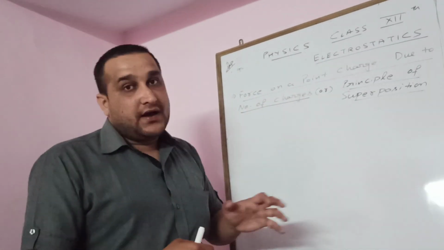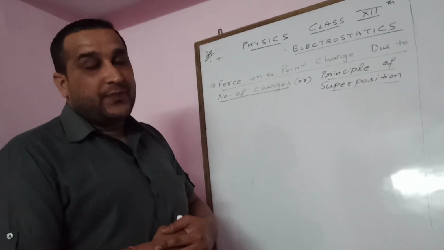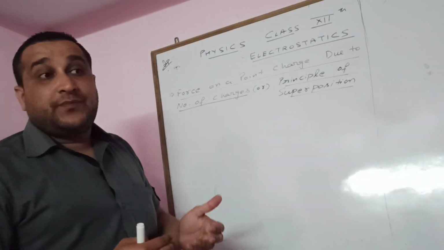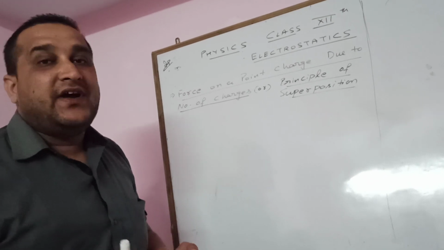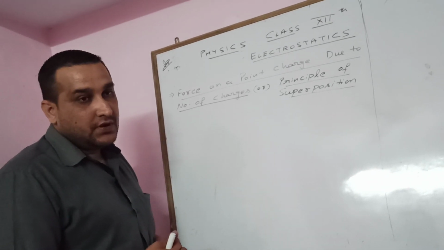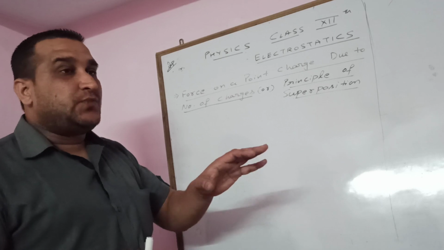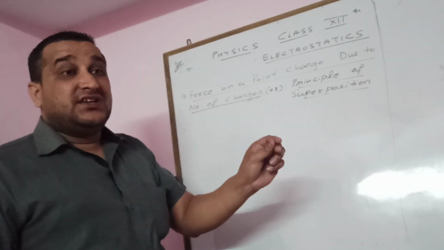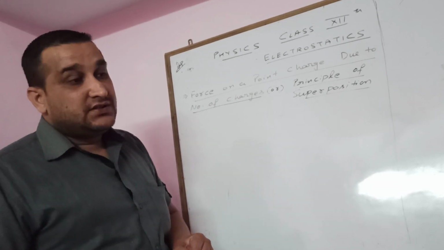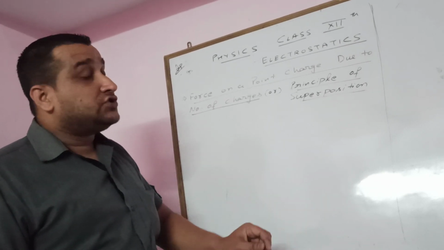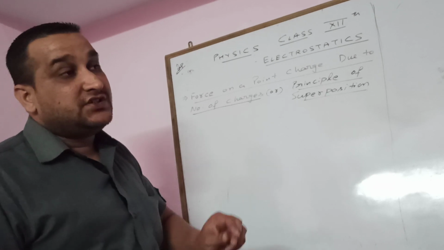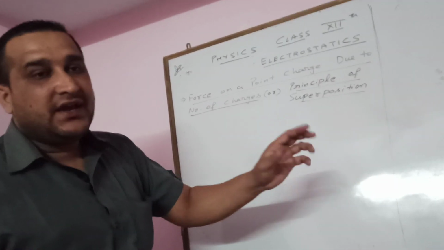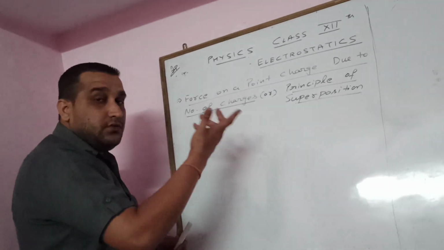Here in this topic, in the 12th class electrostatics chapter, we discuss the principle of superposition with the help of the vector concept. The principle says that whenever a point charge is placed near a number of charges, the total force on this point charge is equal to the vector sum of the forces due to all the charges placed nearby.